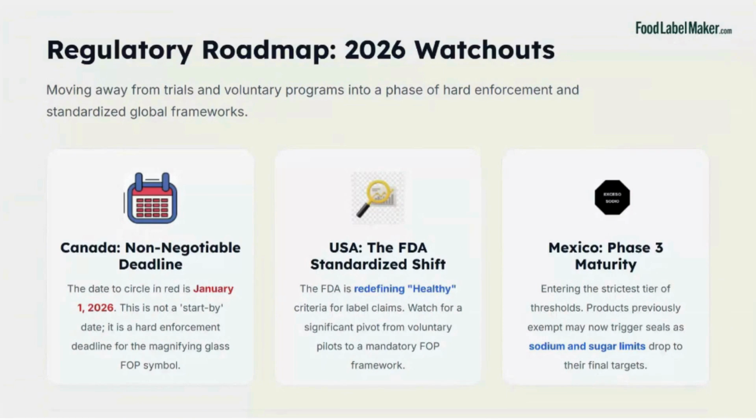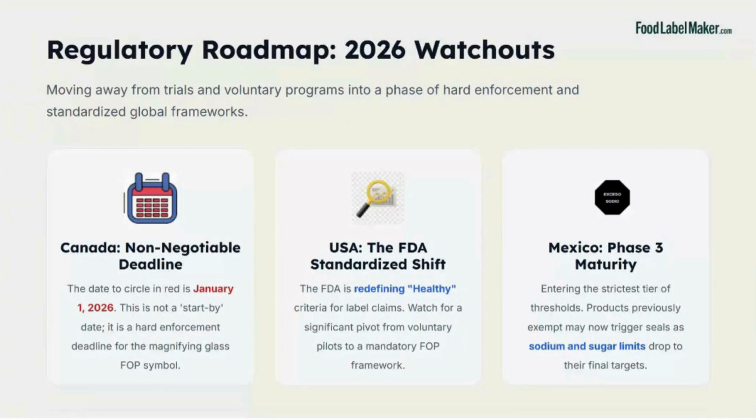And finally, let's move on to Latin America, where we are entering the maturity phase. Basically, Mexico hit phase three, which is the strictest tier of nutrient thresholds for the FOP seals. And basically, products that escaped a seal in phase one or phase two might trigger now an FOP seal now that the limits for sodium and sugar have dropped down further.